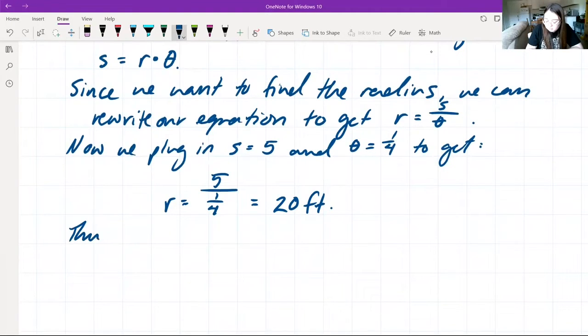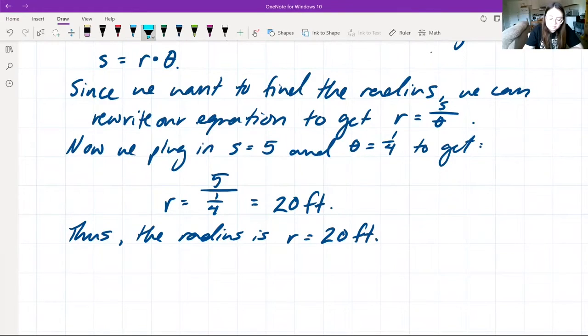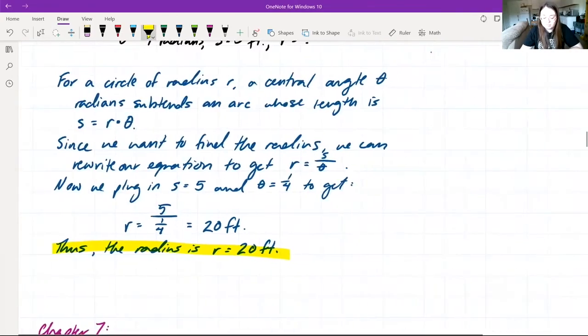So summing this up, thus the radius is R equal to 20 feet. And there's our answer.